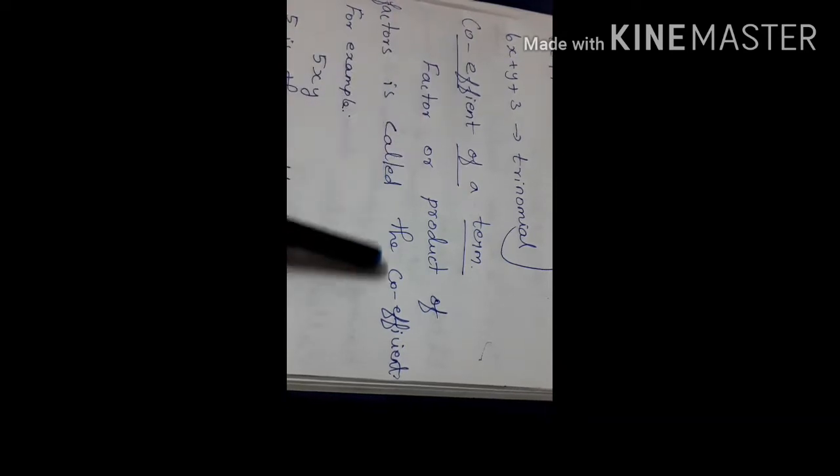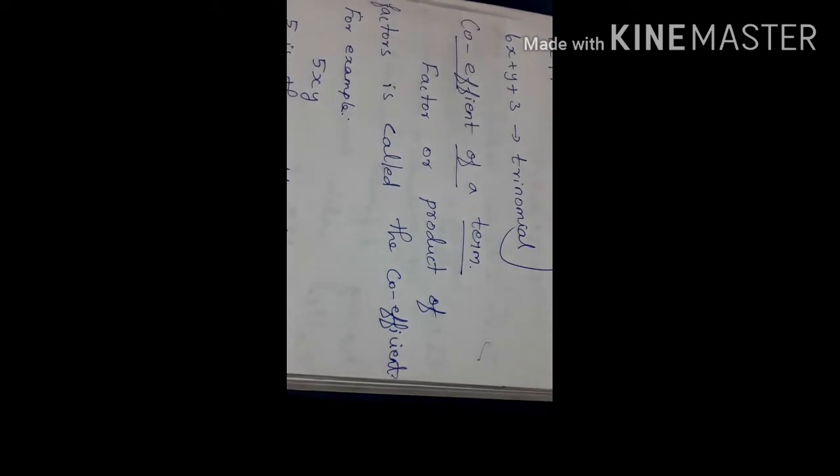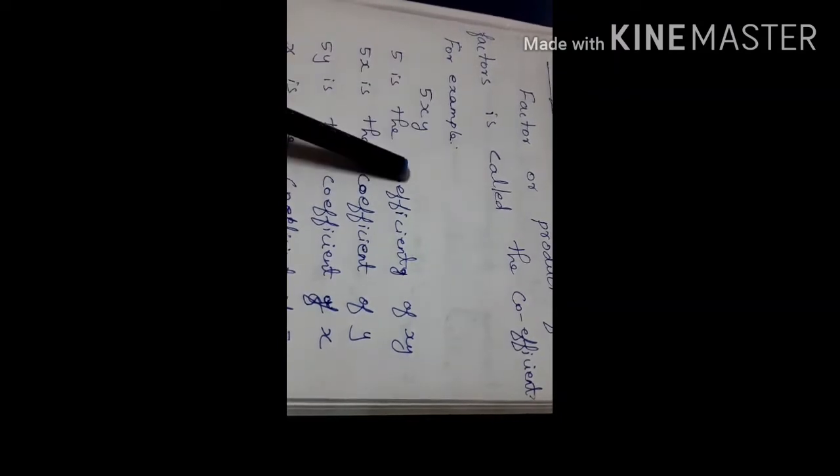Next, coefficient of a term. The factors, or product of factors, is called the coefficient of the term. For example, 5xy. Here 5 is the coefficient of xy. We have three factors: 5 into x into y. These three are the only factors of this term.